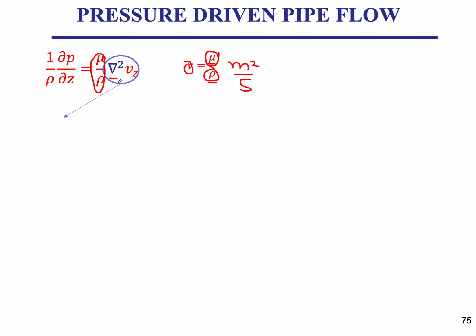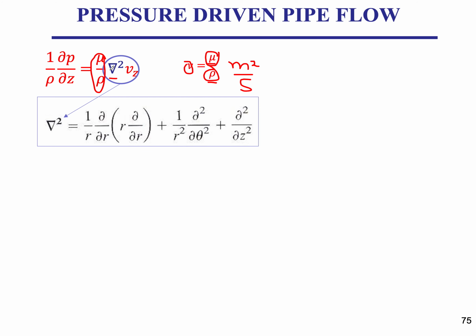So let's spell this out, the Laplacian, and plug in Vz. So let's look at the terms. If we look at the d squared Vz by dz squared, that's fully developed flow, so that would be equal to 0. And here we have an axisymmetric flow, so that's also equal to 0.